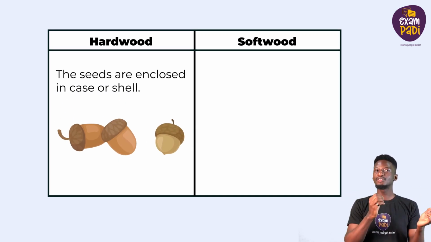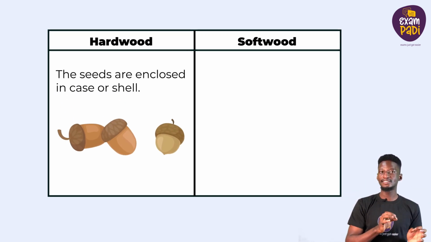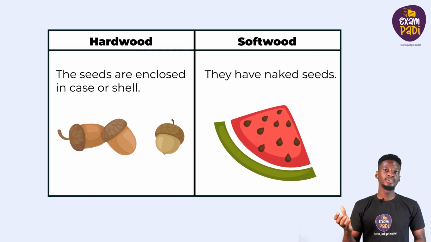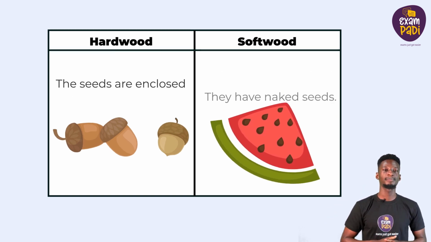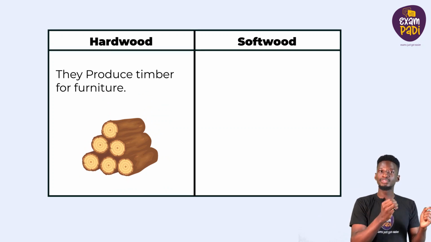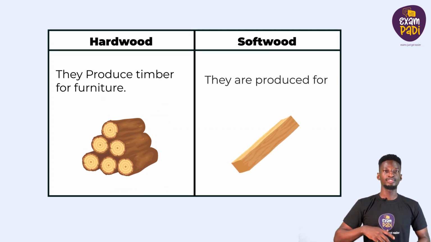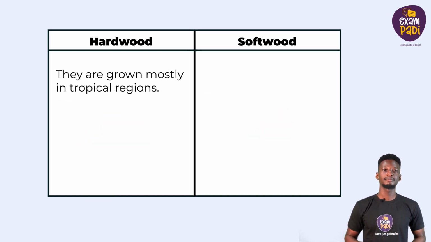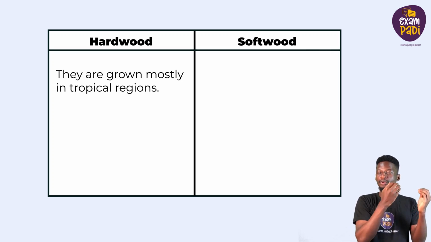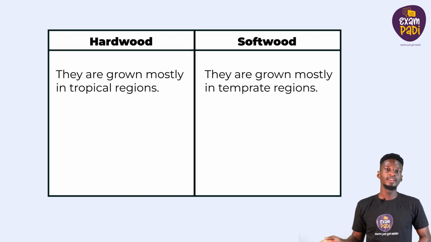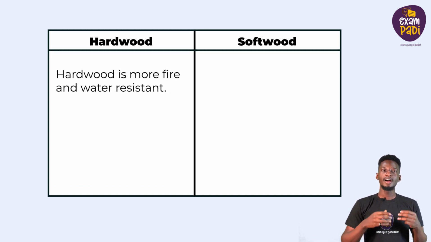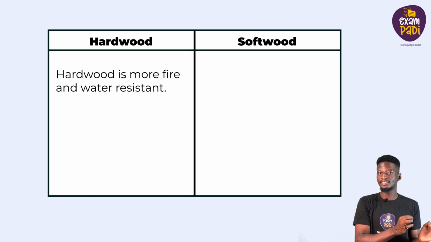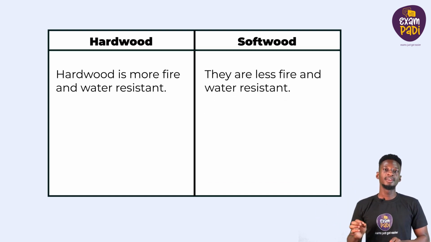5. Hardwood seeds are enclosed in a case or shell, but softwoods have naked seeds. 6. Hardwoods produce timbers for furniture, but softwoods are produced for commercial uses. 7. Hardwoods are grown mostly in tropical regions, while softwoods are grown mostly in temperate regions. 8. Hardwood is more fire and water resistant, while softwoods are less fire and water resistant.